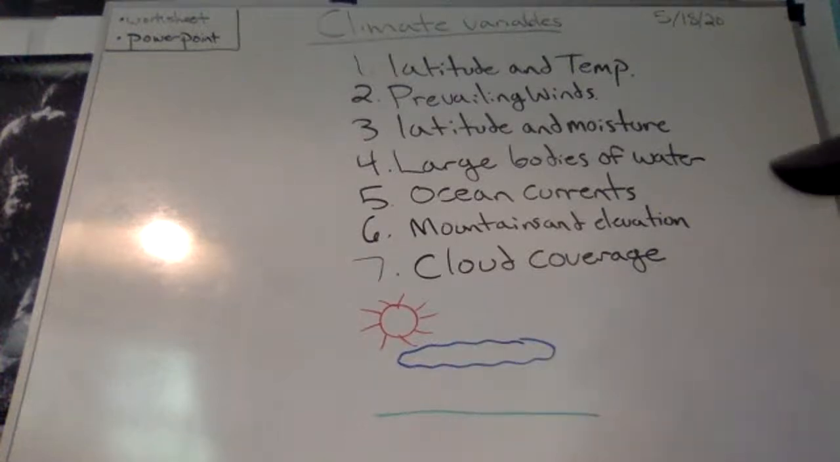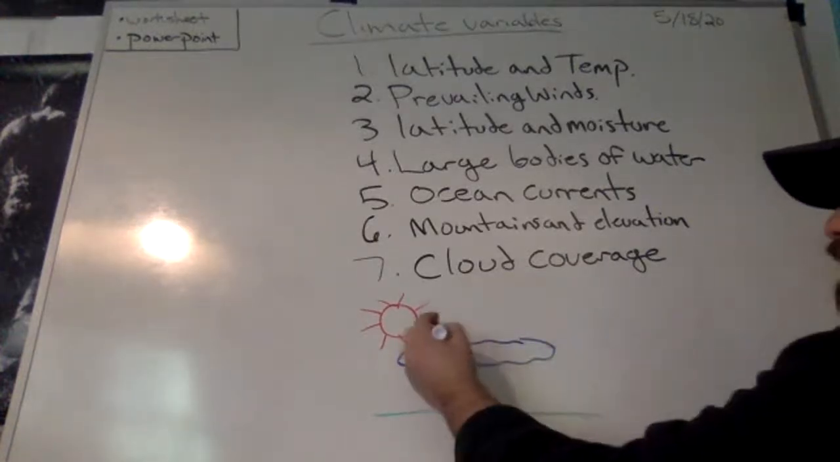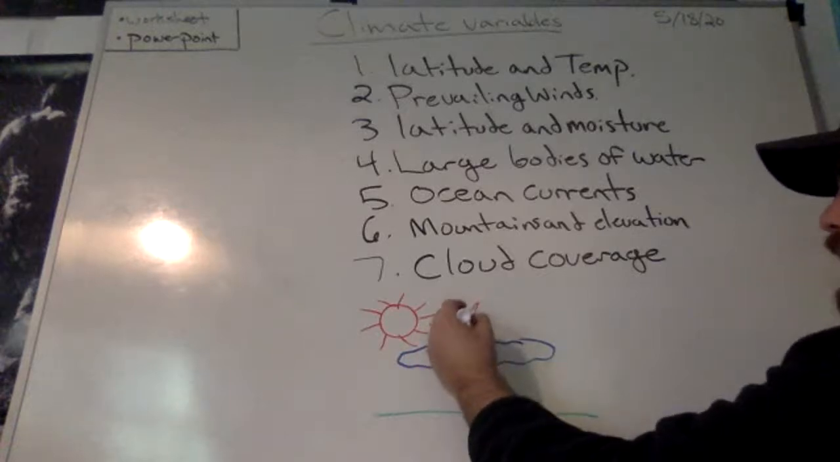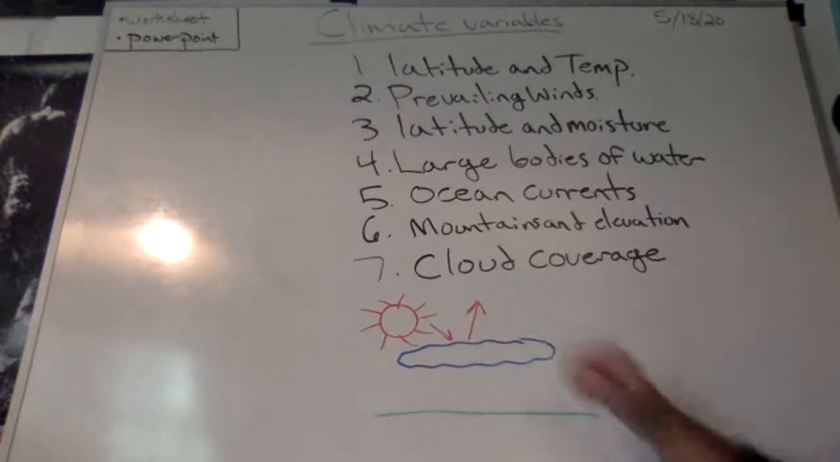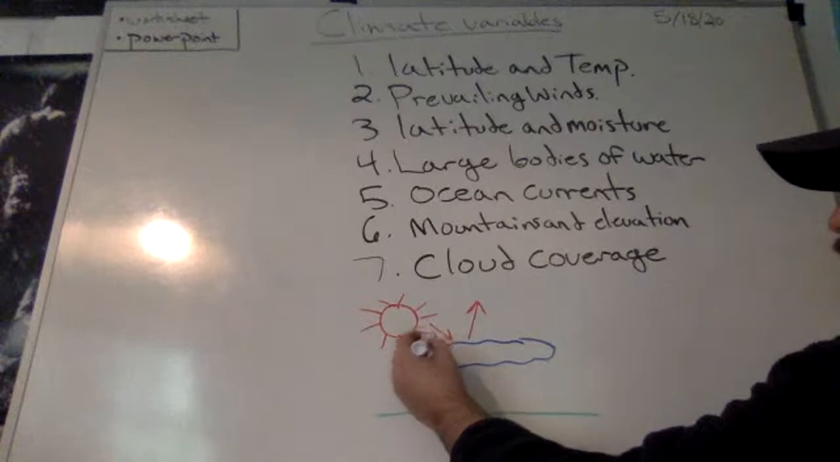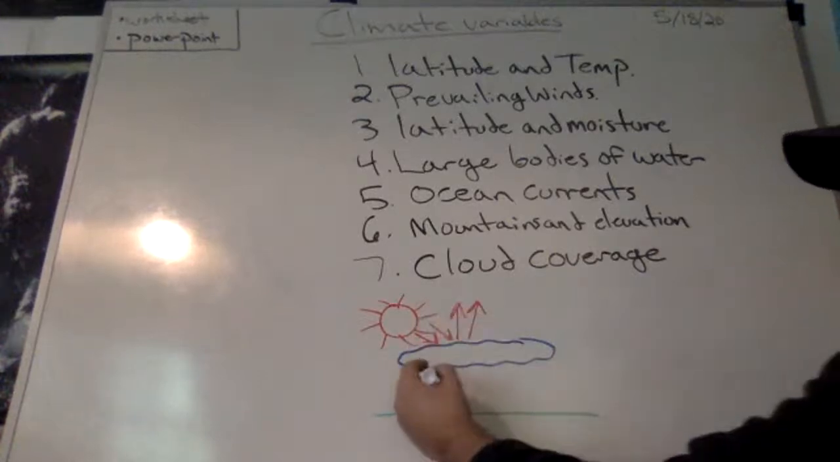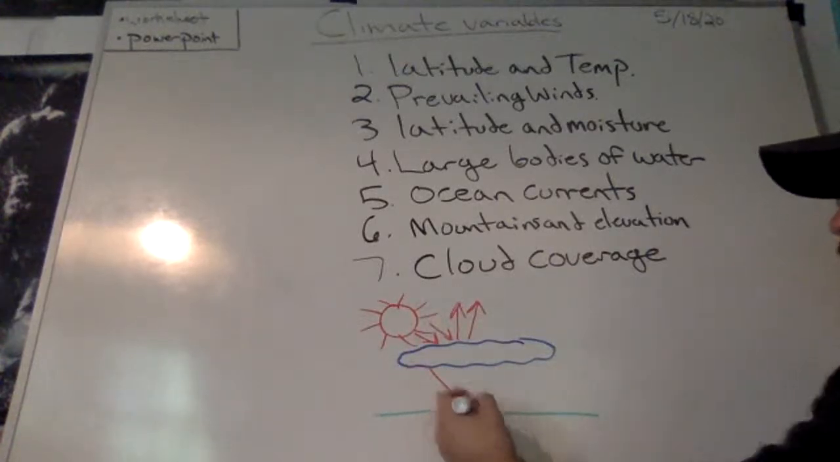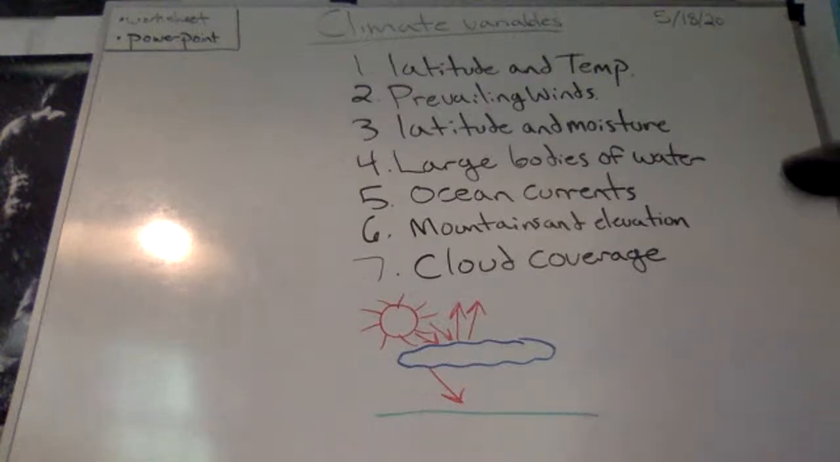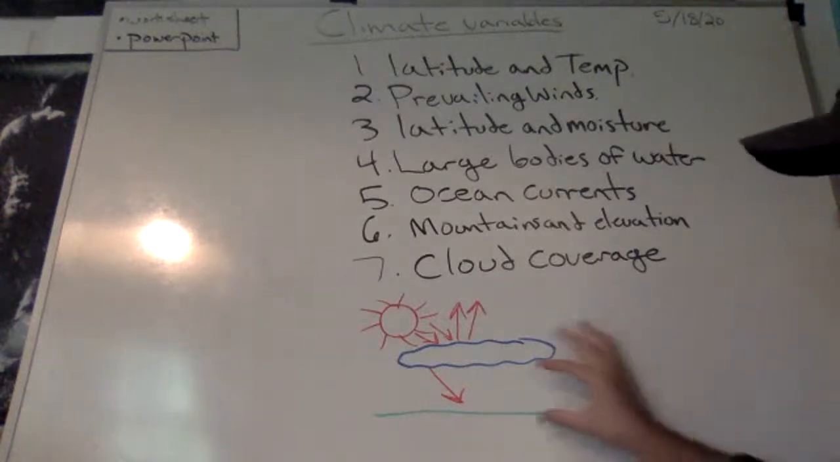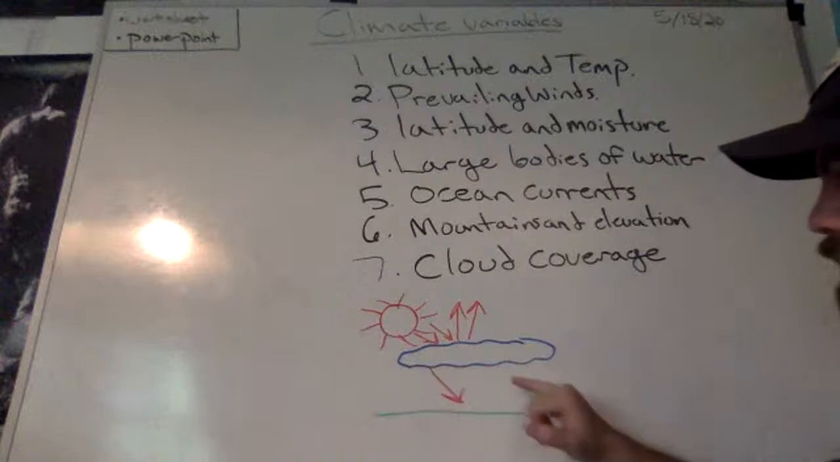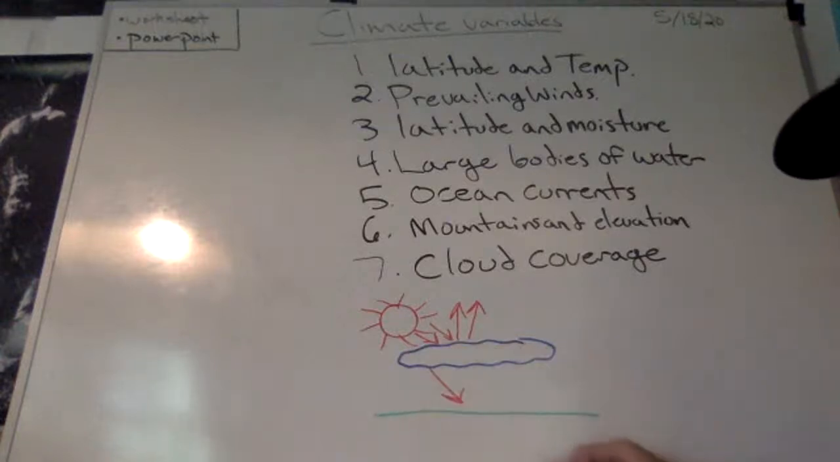Now, because of this, you have your sunlight coming down. It's going to hit off the clouds and go up. So that heat is going to go away. It's going to go back up into space. Only some of it is going to come down and warm up the ground. So usually on a cloudy day, it's going to be a lot cooler than when there's no clouds.